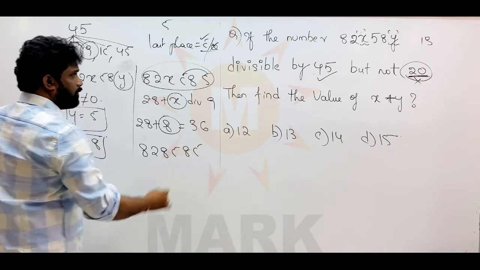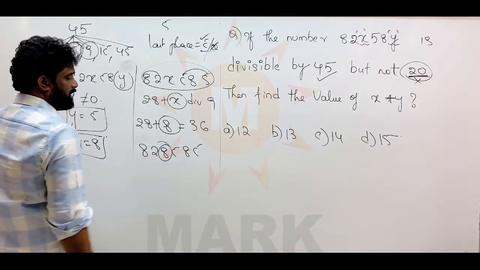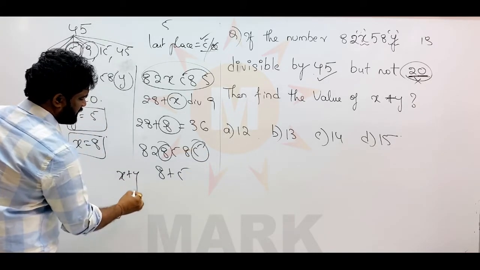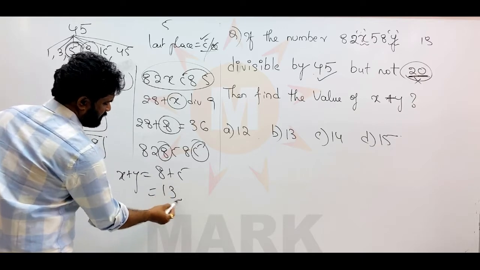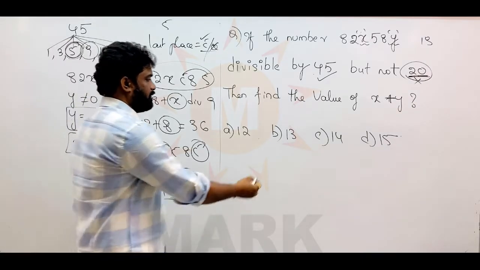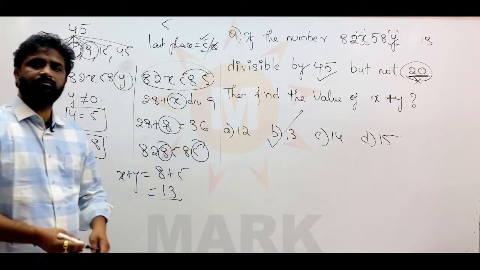828585. What is the value of x? 8. What is the value of y? 5. So what is 8 plus 5? x plus y is asked, no? x plus y is equal to 8 plus 5, that is equal to nothing but 13. So the value is 13.